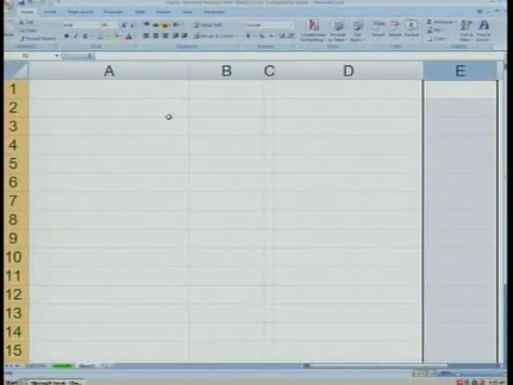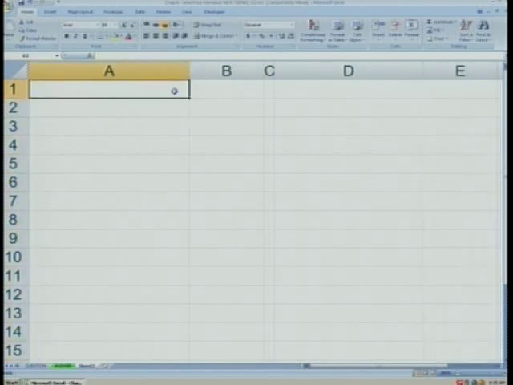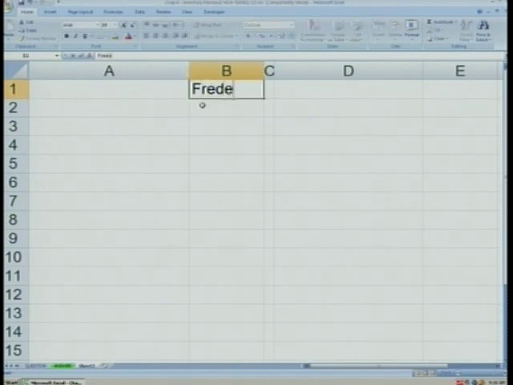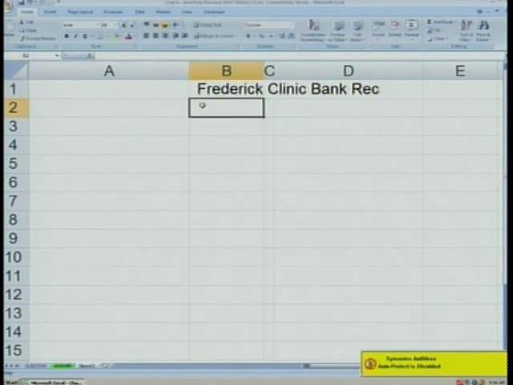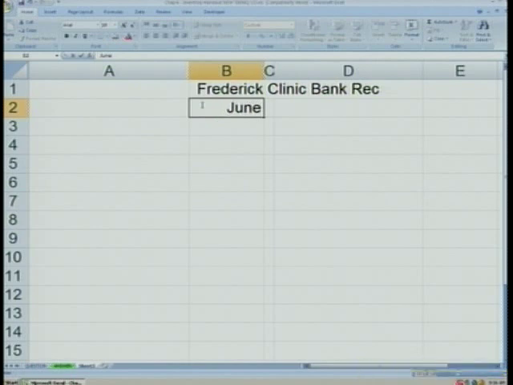All right. So let's switch over to Excel. Can you see that back there? Okay, first of all, let's title this thing up. Okay? Let's title this up. Because this isn't just something that we calculate or do. This is something that we want other people to be able to see. Okay? So let's go ahead and type Frederick Clinic bank rec. Okay, and this is as of June 30, 2011. Whoops. Let's do that again, like this. June 30, 2011. Okay?